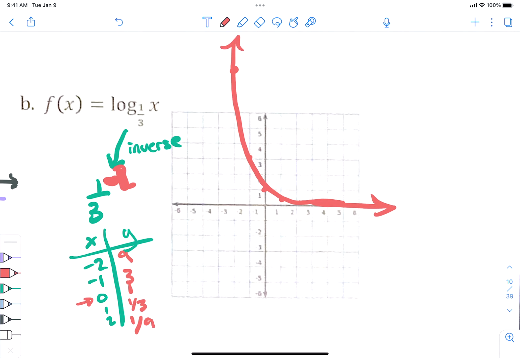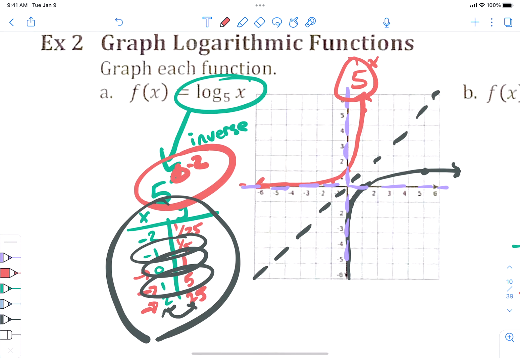This one is what type of function? This is 1/3 to the x power. Okay. Why is it going down? Okay. This is a decay because it's 1/3, right? Okay, it's going downhill. Versus 5 to the x power is growing. It's going uphill, right? Okay, this one's going downhill.